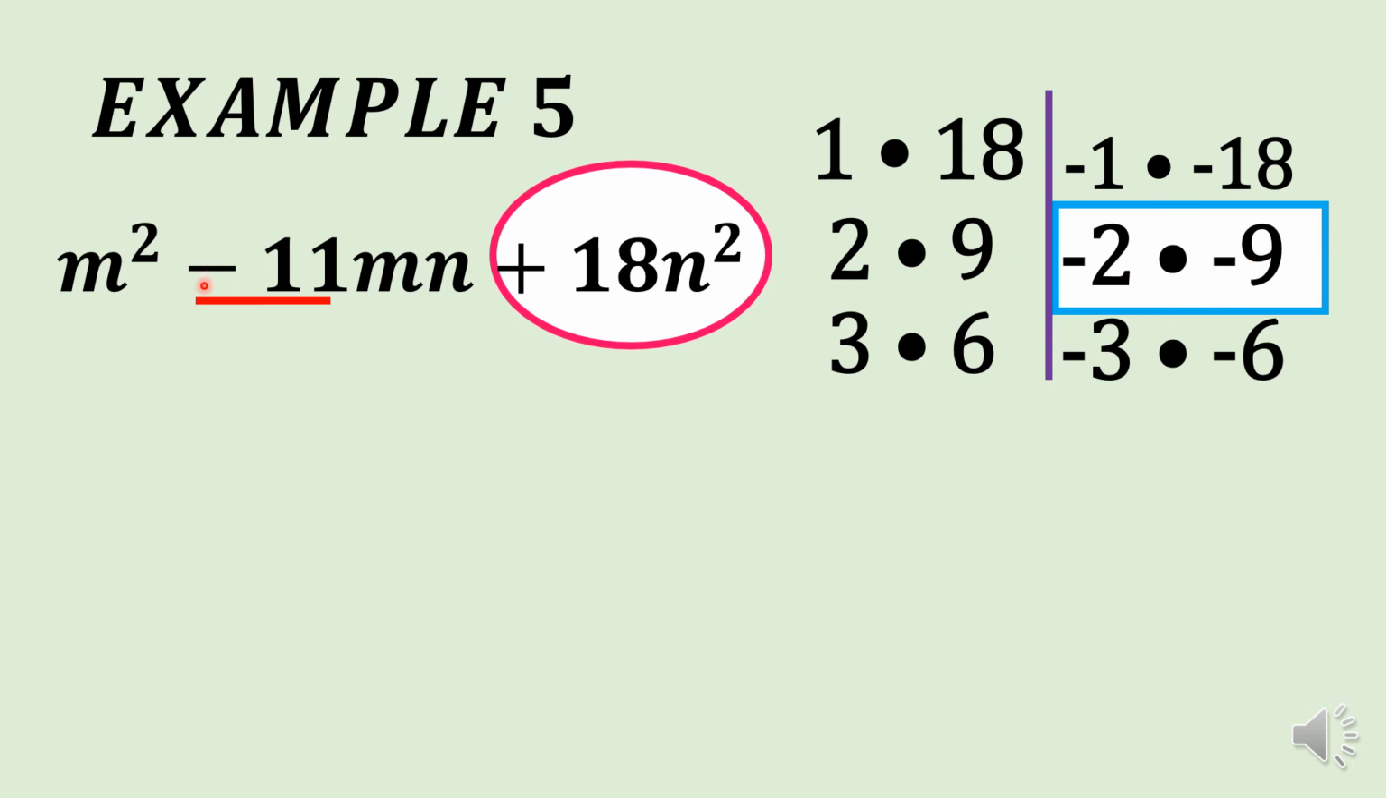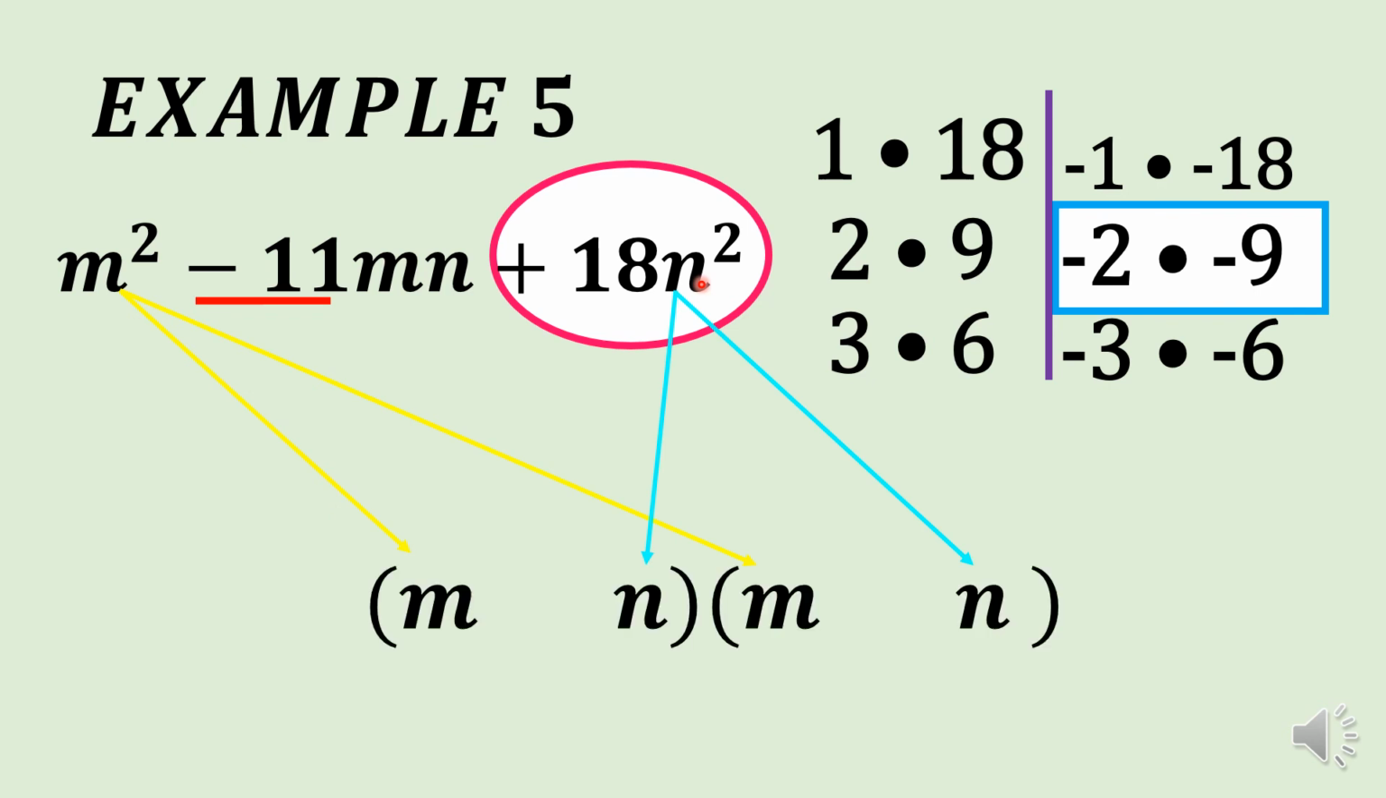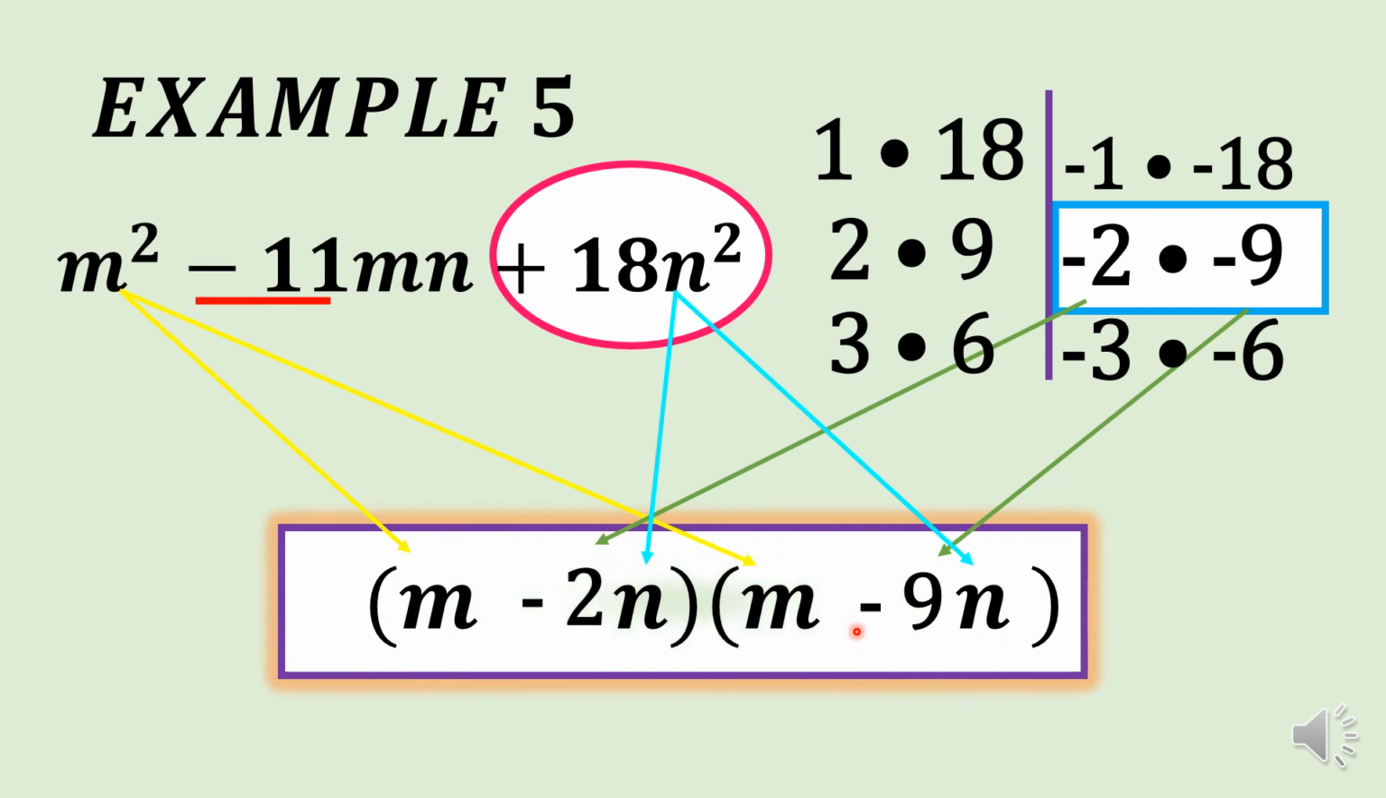Okay? Next is to factor now m squared and n squared. So, ganun pa rin po yung gagawin natin. We're just going to place them inside the parentheses. You have m blank n and then m blank n. So, first one, you have negative 2. So, we're going to place it here. So, you have m minus 2n. And then, for the last one, you have negative 9. So, place naman natin siya dito sa pangalawa. You have m minus 9n. So, that is our factors for m squared minus 11mn plus 18n squared.